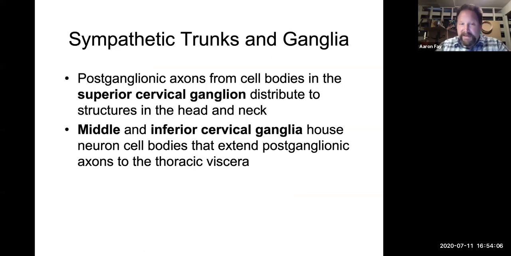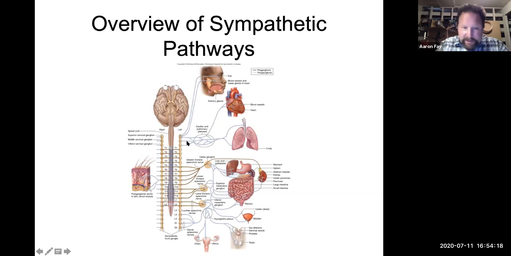So postganglionic axons from cell bodies in the superior cervical ganglion distribute to structures of the head and neck. What is he talking about? This picture here. Superior cervical ganglion are going to go to structures in the head and neck. This one right here. Superior cervical ganglion, serve structures in the head and neck.